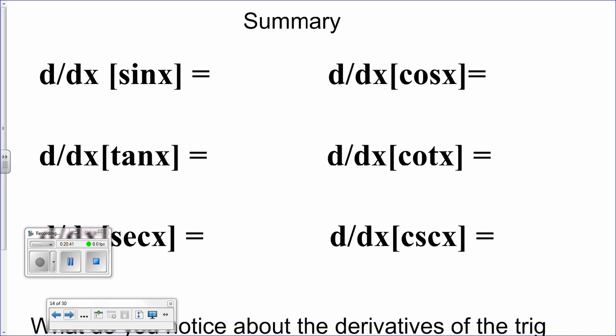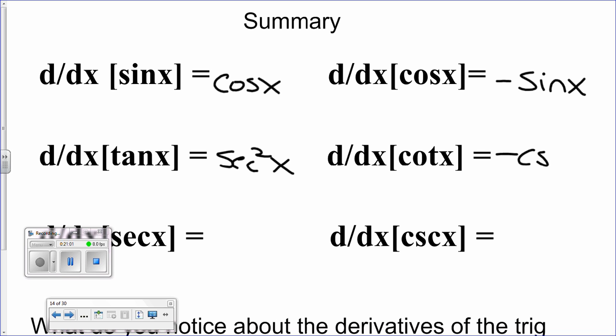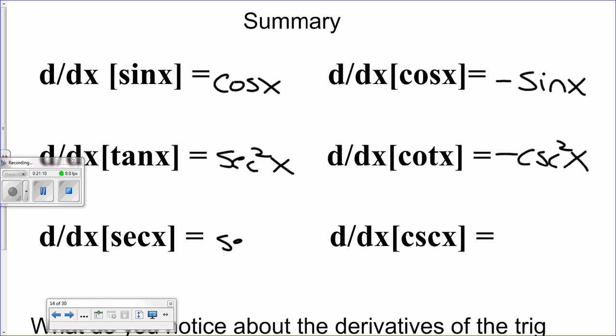So let's see them all together because you have to memorize these. What was the derivative of sine x? Cosine x. And the derivative of cosine x? Negative sine x. And using the quotient rule, we can get the others. What was the derivative of tan x? Secant squared x. What about cotan? Negative cosecant squared x. The derivative of secant x? Secant x tan x. And the derivative of cosecant x? Negative cosecant x cotan x.